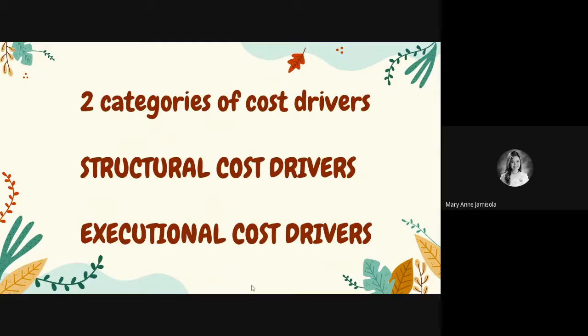The authors Shank and Govindarajan presented another list of cost drivers. In their work, they argued that the basic concept of strategic cost drivers is to get away from the notion that volume only drives cost. In strategic cost management, cost is caused by a multitude of factors that are related to each other in complex ways and not just output volume. They broke the list of cost drivers into two categories, and these are your structural cost drivers and executional cost drivers.